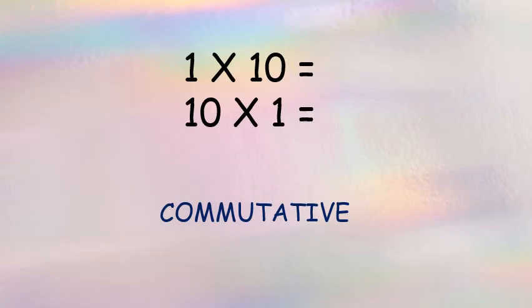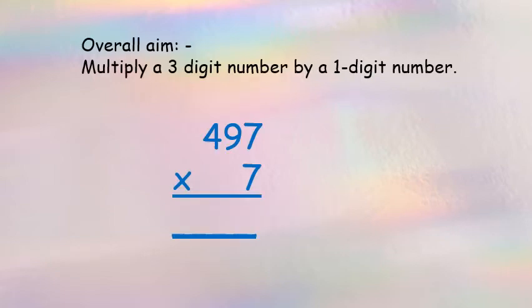One of the most important things that we try to explain to the children with regards to multiplication is that the numbers are commutative. That's just a big fancy maths word for they can be swapped over. So 1 times 10 would give us the same calculation as 10 times 1 and would give us the same answer. Our overall aim with multiplication is to be able to multiply a 3-digit number by a 1-digit number. And to get the children there, we take lots of different smaller steps.